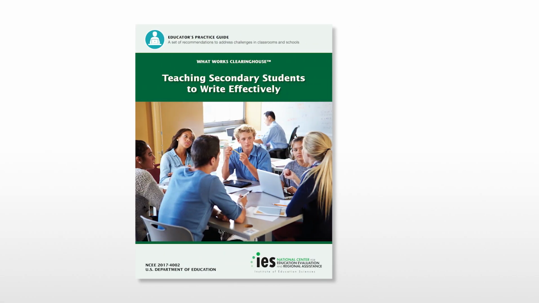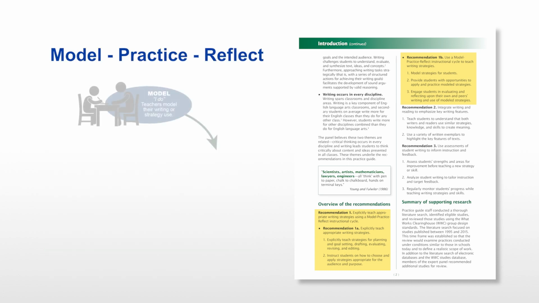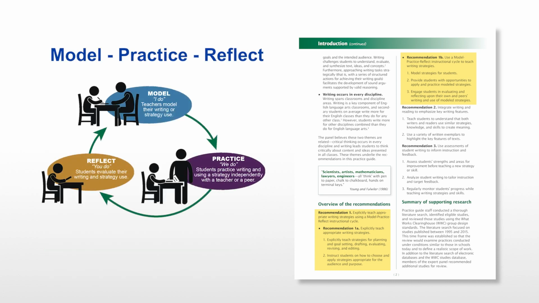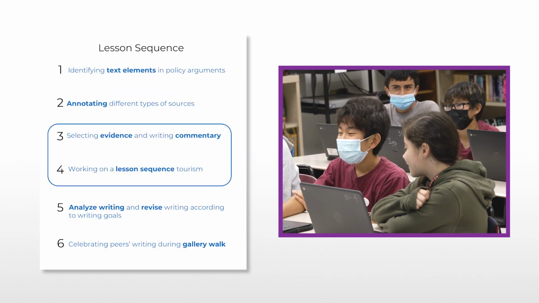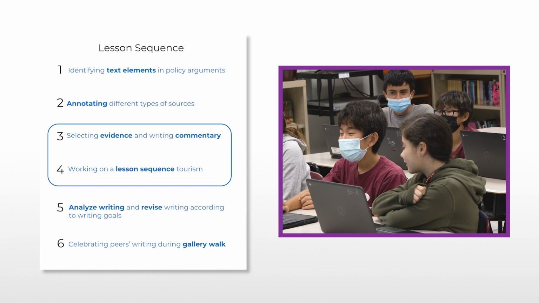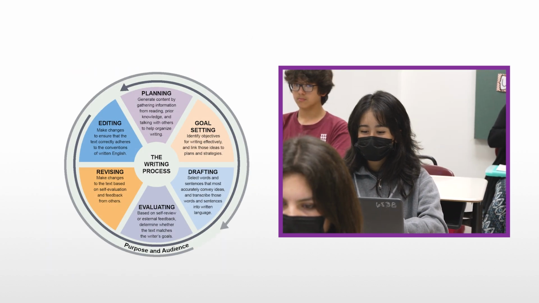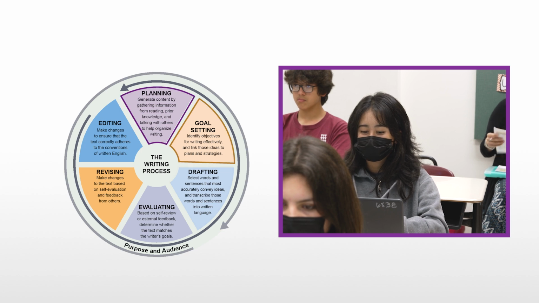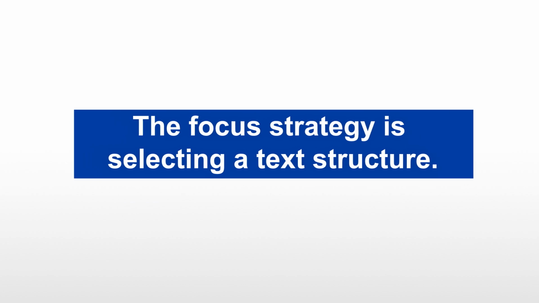This classroom video is designed to support teachers learning about the recommendation, explicitly teach appropriate writing strategies using a model, practice, reflect instructional cycle. The video shows classroom footage at the middle of a lesson sequence on tourism. 8th grade students in Debbie Walker's ELA class are focused on the goal setting, planning, and drafting phases of the writing process. The focus strategy is selecting a text structure.